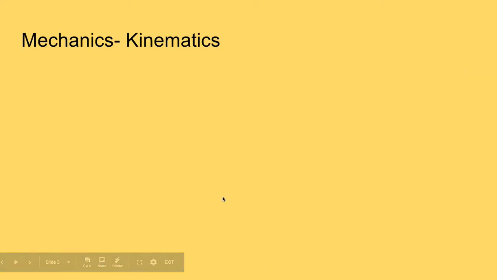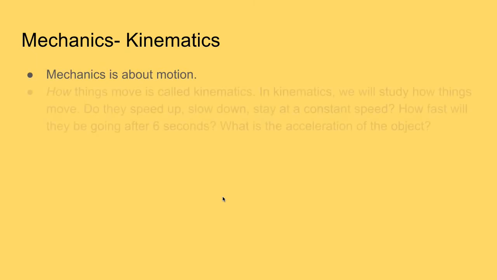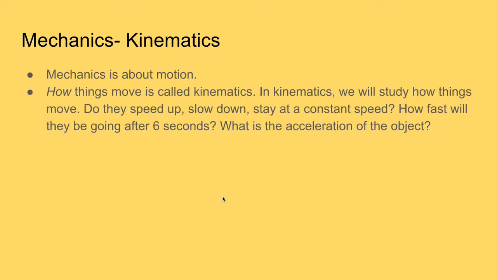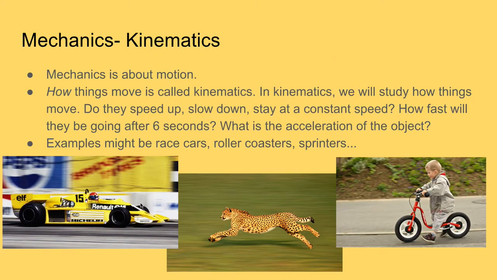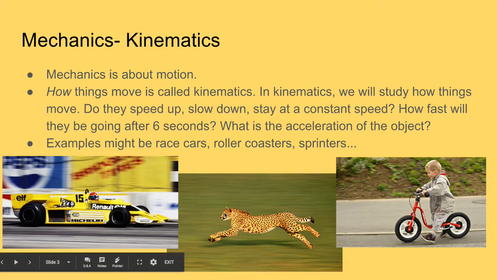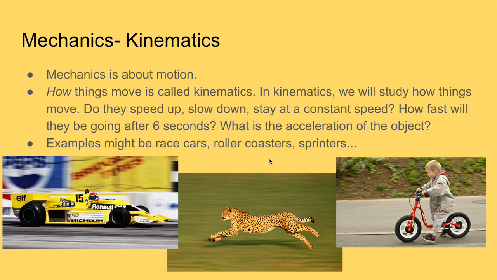So our first part of mechanics is going to be kinematics. How things move is called kinematics. We're going to study how things move. Do they speed up, slow down? How fast will they be going? What is their acceleration? So anything that's moving could be race cars, roller coasters, sprinters. So here are some pictures. So we might study the speed of a race car, the acceleration of a cheetah, or of just a kid on a bike.